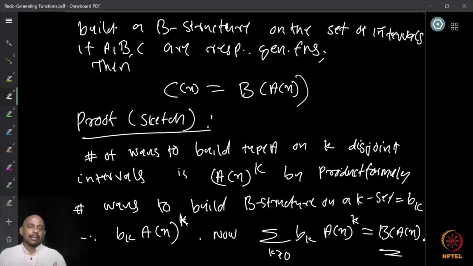This is the nice thing about the generating function. Since I have A of x, I build on the first one, then on the second one I am building another A of x, on the third one again A of x, etc. These are type A structures. So the number of ways to build the type A structure on the k disjoint intervals is the product of the generating functions, each of them, so A of x times A of x etc., k times. But then if I start with an n element set, the number of ways of doing this is the coefficient of x raised to n in A of x whole raised to k. And why is this?